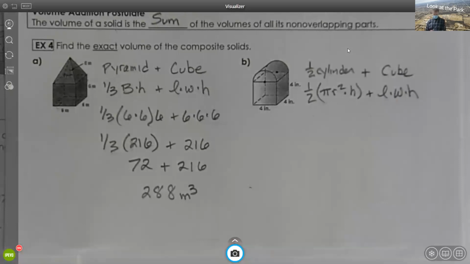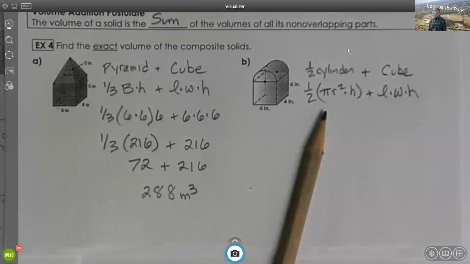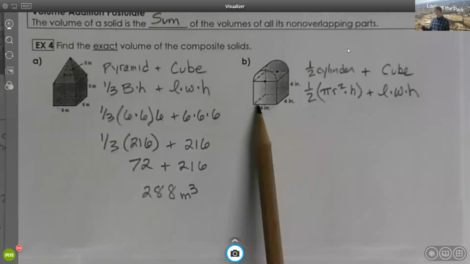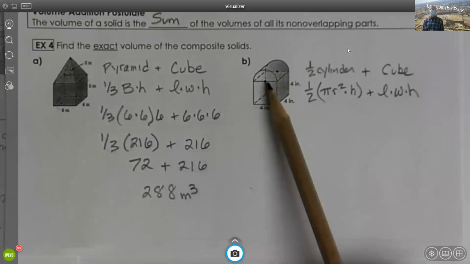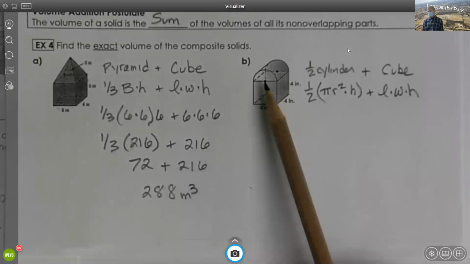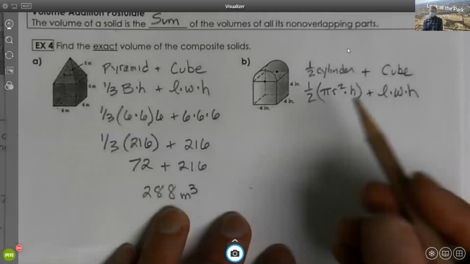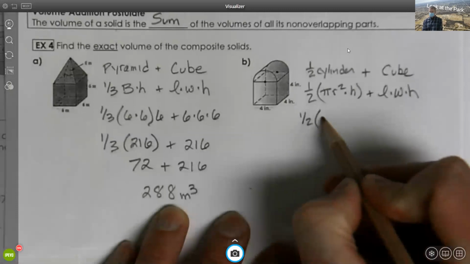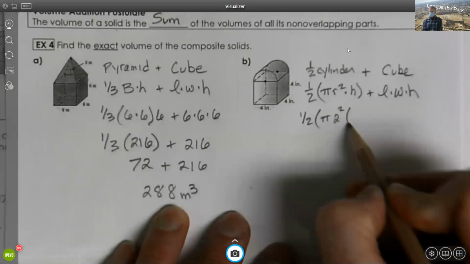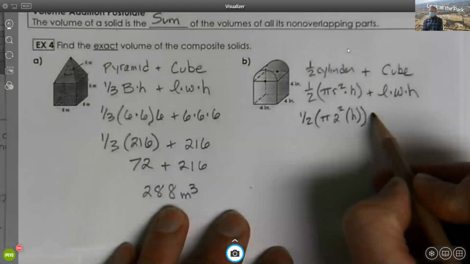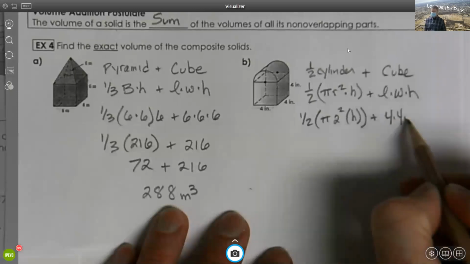Now, what is our radius? Because when we calculate a cylinder, we need to know what the radius is. We know that this total distance across the bottom is 4, so very good. It's going to be half of that because the center to the edge is not going to be all the way across. It's only going to be half the way across. So the radius is going to be 2. But the height is going to be 4. And we have 4 times 4 times 4.